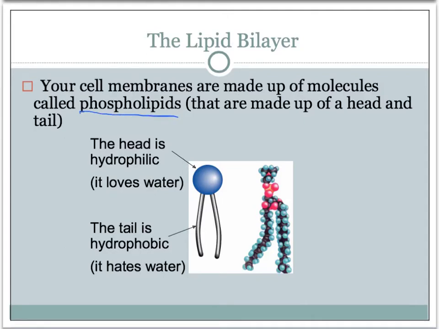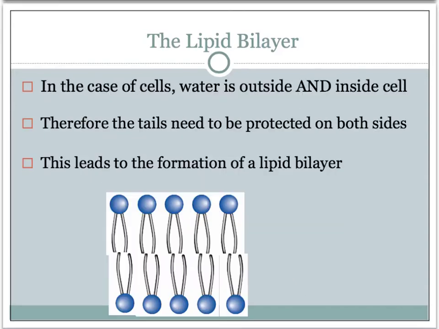They have a head and a tail, and remember that the head is hydrophilic, which means it loves water, and the tail is hydrophobic, which means it hates water. In the case of a cell, water is inside and outside the cell. Therefore, the tails need to be protected on both sides, and this is what causes the formation of a lipid bilayer. If you were to look at the cell membrane in every cell, whether it's prokaryotic or eukaryotic, you would see this double layer of phospholipids called a bilayer, bi meaning two.